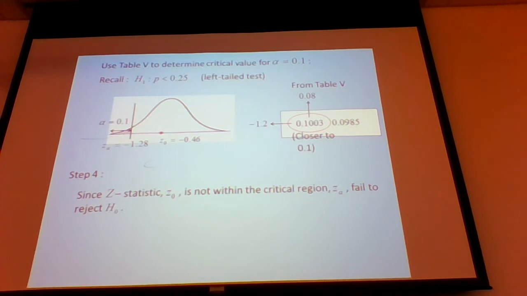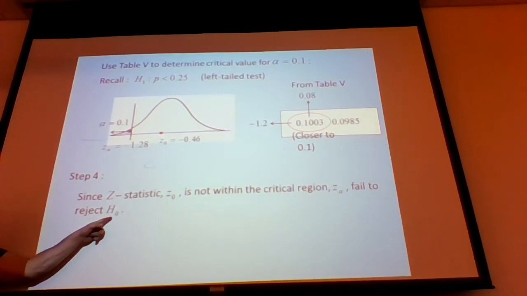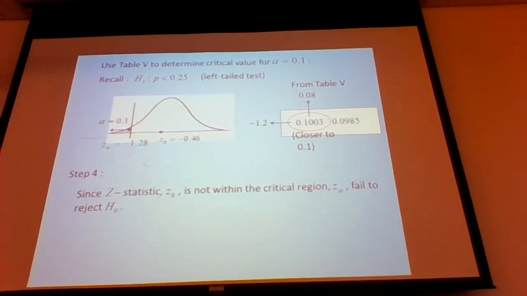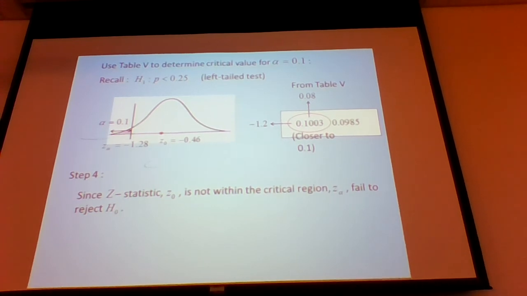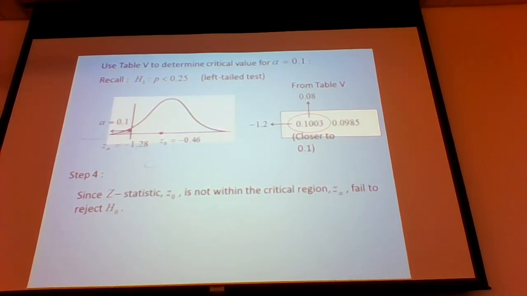So, since the Z statistic is not within the critical region, in other words, it's not smaller, it's larger than your Z of alpha value, what do we do? We fail to reject the null hypothesis, or we do not reject the null hypothesis, same thing. Because we found a Z value that's actually larger, not smaller, than the level of significance Z value. Does that make sense? And then the last thing we want to do is write the what? Conclusion.